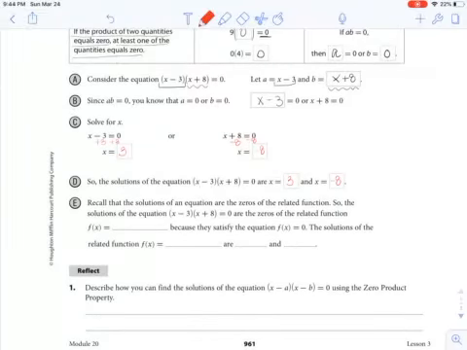Recall that the solutions of an equation are the zeros of the related function. So the solutions of the equation (x minus 3) times (x plus 8) equals 0 are the zeros of the related function f(x) equals (x minus 3)(x plus 8), because they satisfy the equation f(x) equals 0. The solutions of the related function f(x) equals (x minus 3) times (x plus 8) are 3 and negative 8.